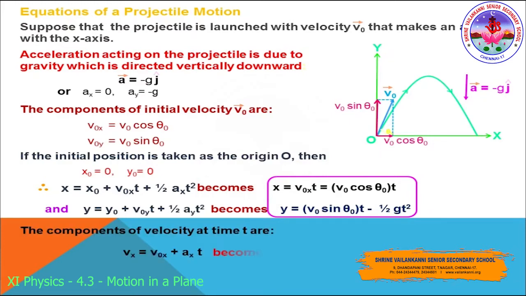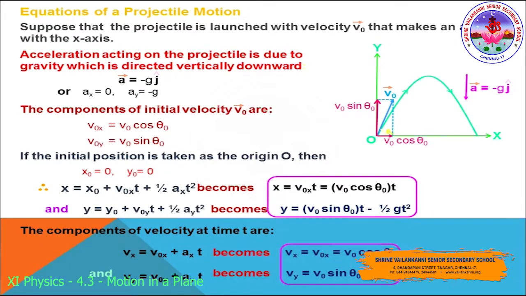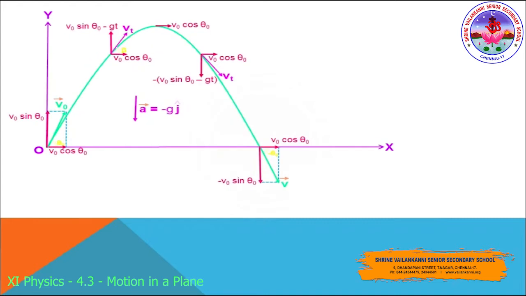Got it? So the components of velocity at time t: vx is equal to v naught x plus a t, that becomes vx equal to v naught x, that is equal to v naught cos theta naught. Got it? And for the y component, in the same way, since g is in the downward direction, we have to add minus g t.